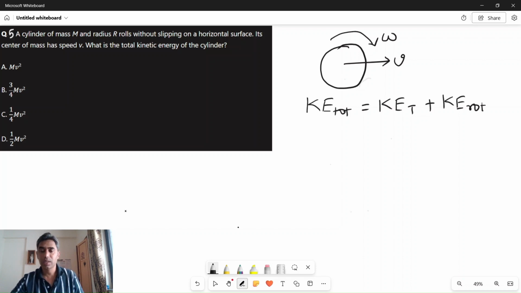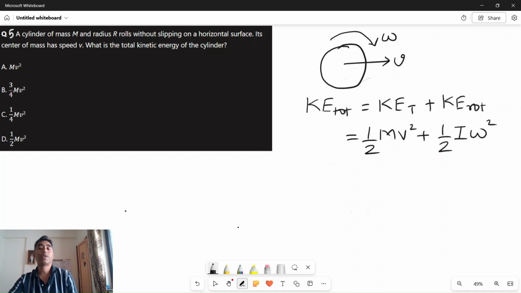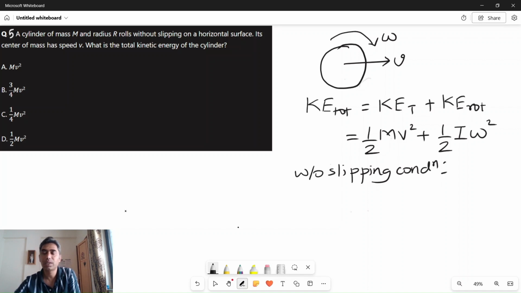Translational kinetic energy is simply half mv square. Rotational kinetic energy formula is half I omega square. Here I is the moment of inertia about the axis passing through the center of mass. Now it is given that it rolls without slipping. For the without slipping condition, if you remember, omega is equal to v by r. This is the condition for without slipping. So we can substitute omega here.